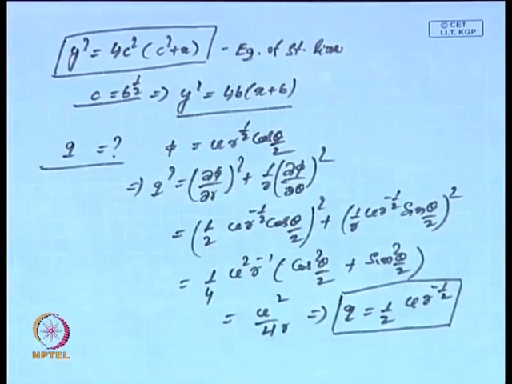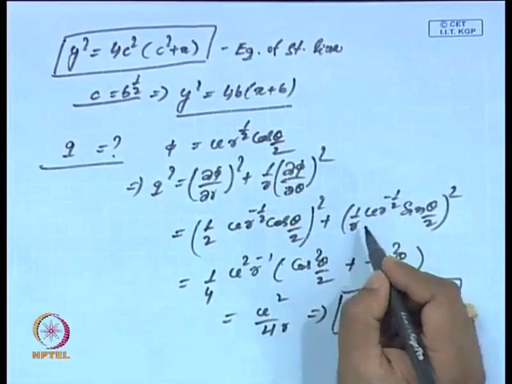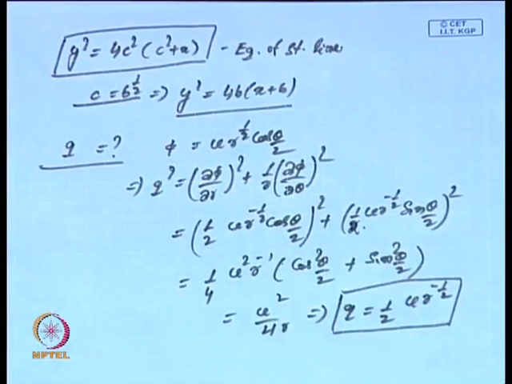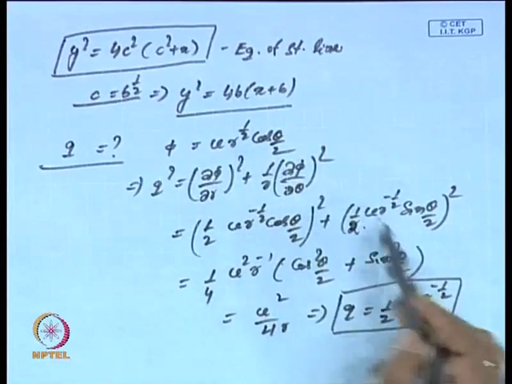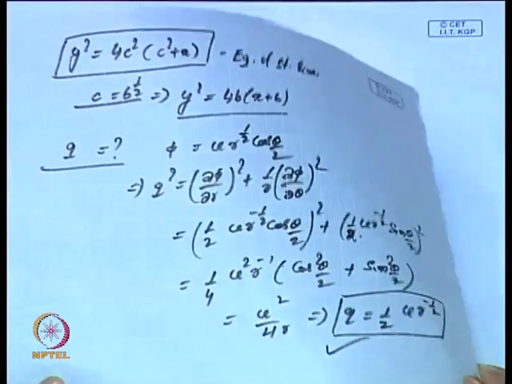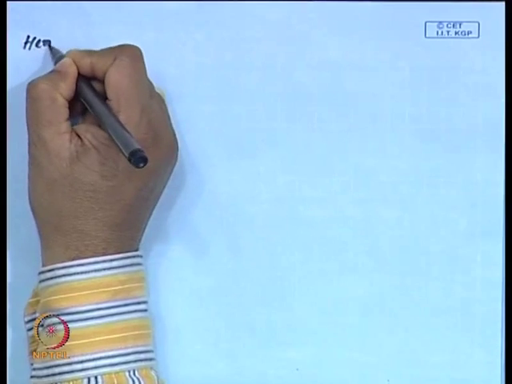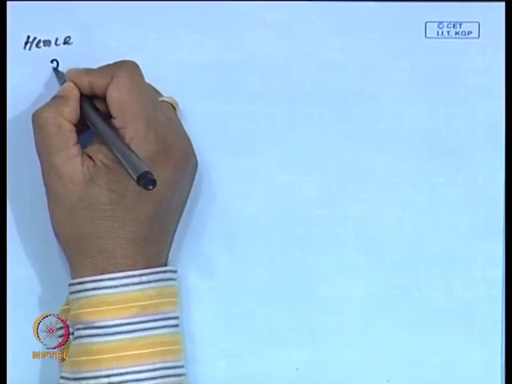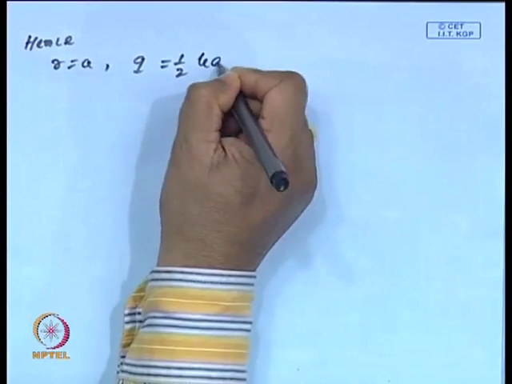Because we have del phi by del theta, this will give us 1 by 2 times sin theta by 2, and del phi by del theta gives 1 by 2 into cos theta. Okay, so this is fine. So we got q equal to this. Once we know the speed, hence, because we are looking at a parabola on r equal to a, our q will be 1 by 2 u a to the power minus half.